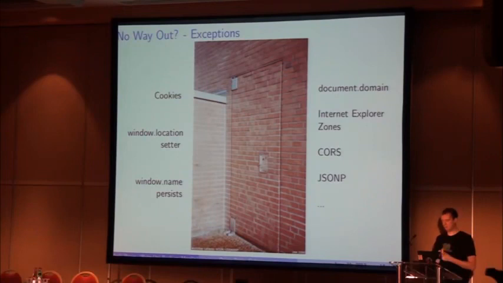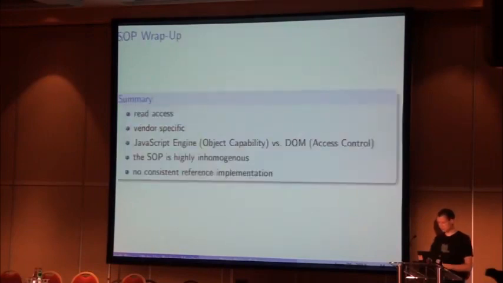And then there's JSON-P, which uses or abuses JavaScript inclusion as a callback mechanism to do cross-origin communication, and dozens of other methods that I can explain and ramble about if you ask me after the talk or in the questions. So the essence is that the same origin policy is not just one security policy, it's highly inconsistent. So let's wrap it up for a bit.